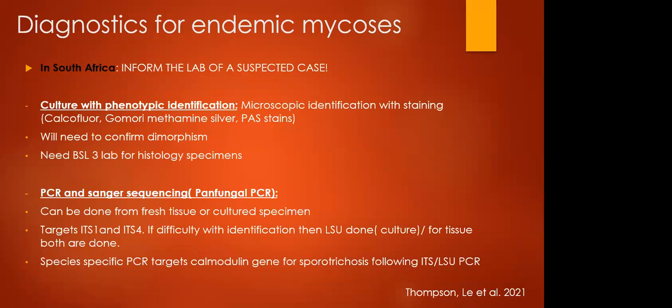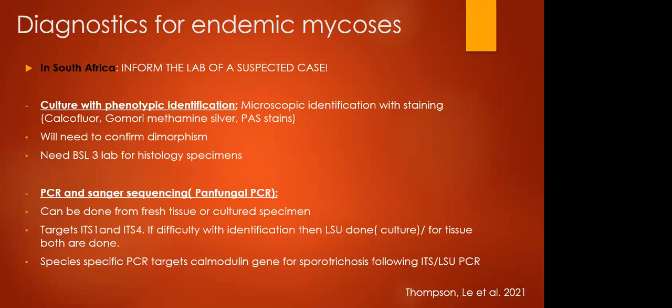So we have culture with phenotypic identification. So we do microscopic identification, usually with staining, which can be the calcofluor, Gomori methenamine silver stains. You need to confirm dimorphism, as I explained previously. And you do need to process the histology specimens and suspected histoplasmosis cases in BSL-3 labs. We do have pan-fungal PCRs available, so it can be done from either fresh tissue or a cultured specimen.